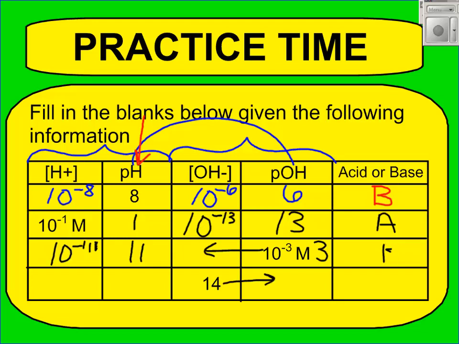Finally, and hopefully you figured this out, 14 should be in that column. The pOH is 14, which means my hydroxide concentration is 10 to the negative 14th. If my pOH was 14, that means my pH is 0, and therefore 10 to the 0 is just 1. This solution is definitely acidic.